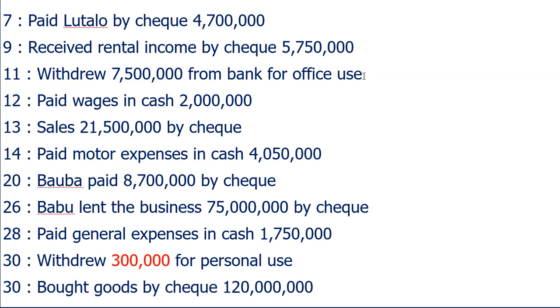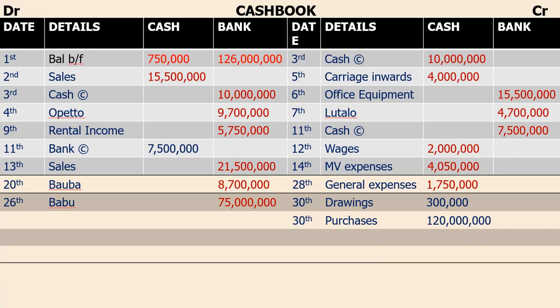You are withdrawing from bank to cash. Go from bank to cash. But if it is personal use, the business is making growth and therefore this one is a drawing. So we are going to credit cash 300,000. Why? Because of drawings. So in the details column you put drawings and then you credit that amount.